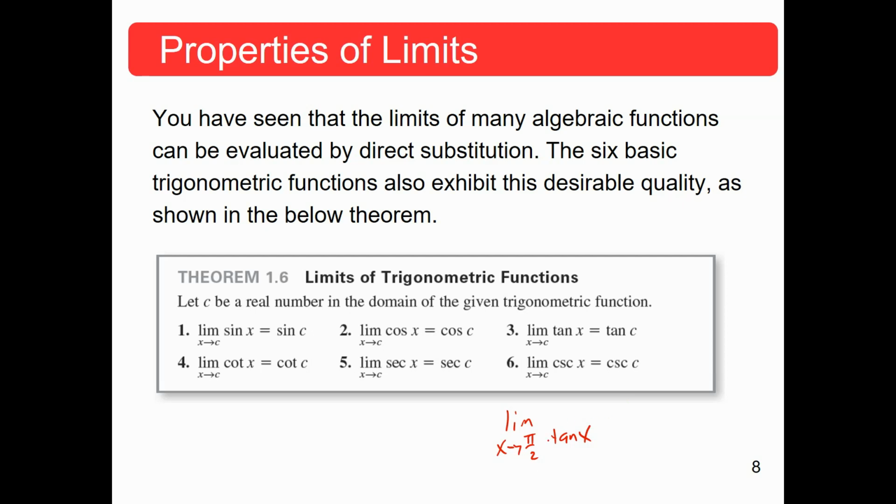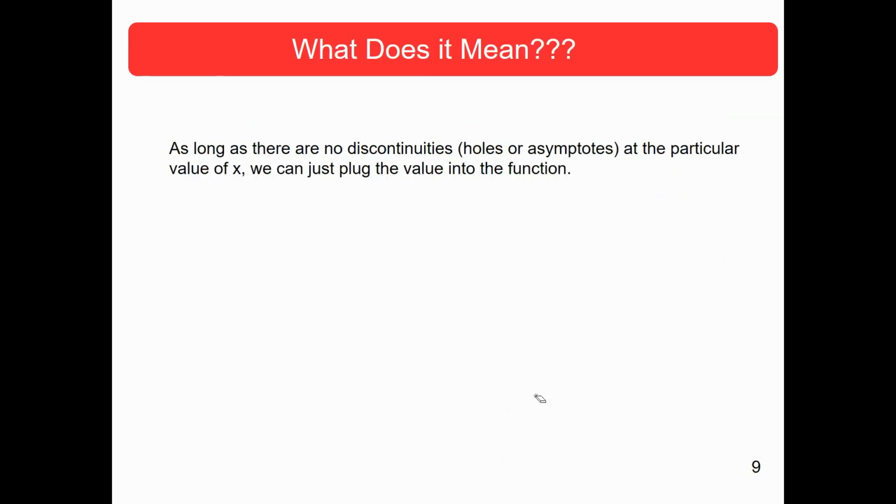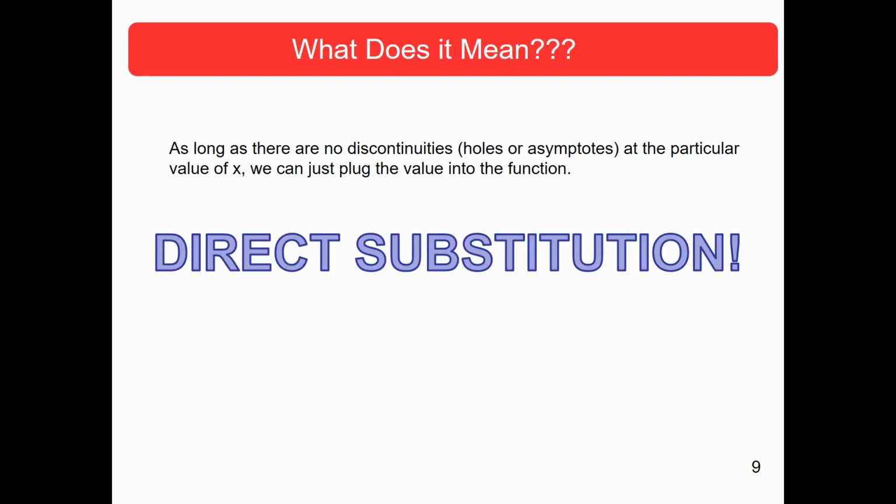So that doesn't work, but what about if it was x equals 0? Here we can, because tangent of 0 is just 0. So as long as it's defined, you can go ahead and plug it in. So what does this mean? As long as there are no discontinuities, which are holes or asymptotes at the particular value of x, all we have to do is plug the value into the function. This is called direct substitution.